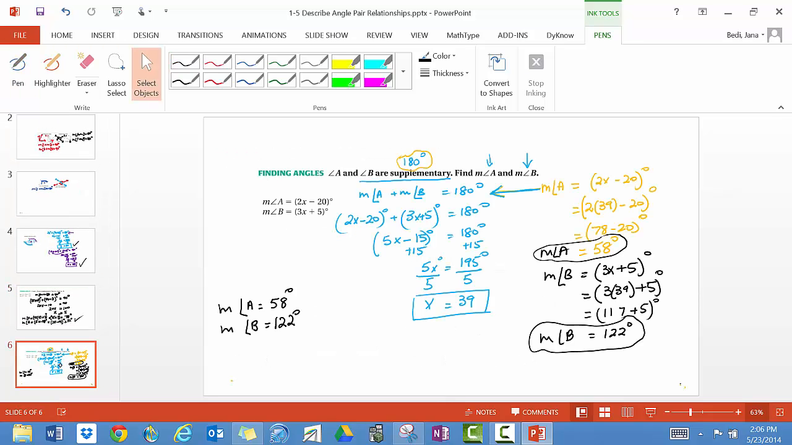The next example is worked out for you, and what you should do is work it out on your own and then check your numbers. The only difference is that A and B are supplementary, which means when you set your equation, you add the two angles and make them equal to 180.